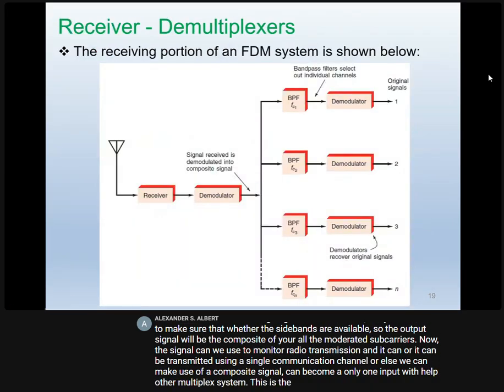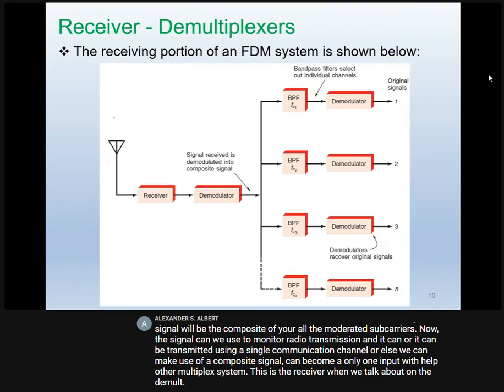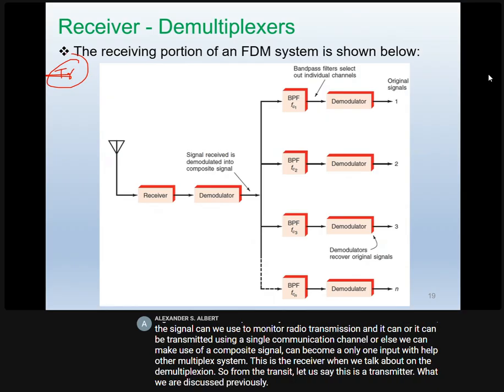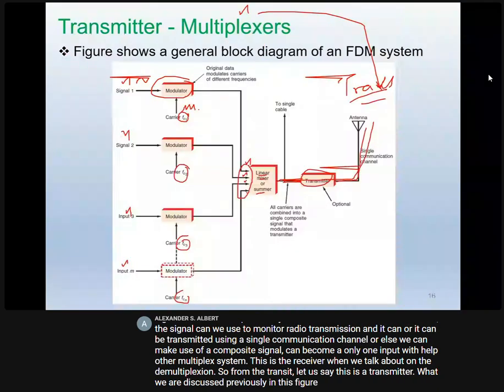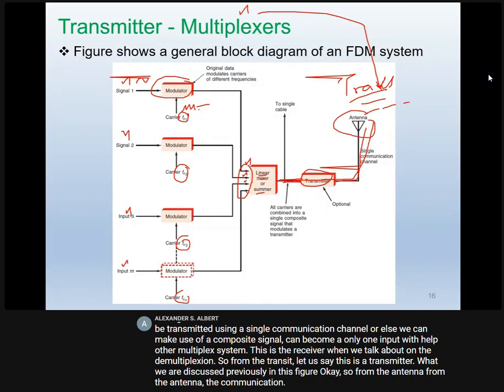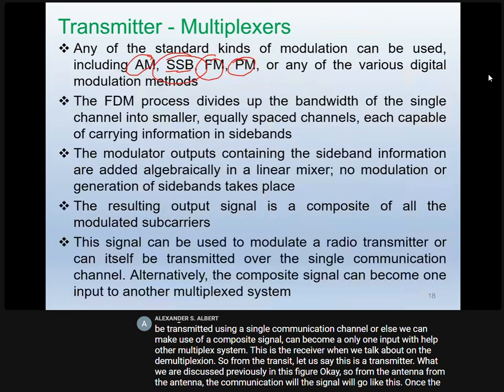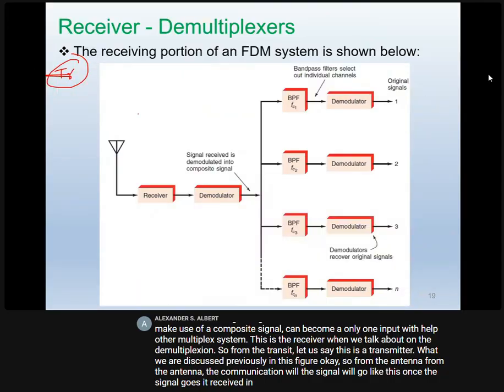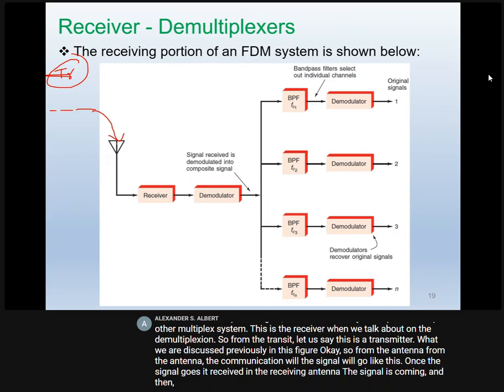This is the receiver, when we talk about the demultiplexer. From, let us say, this is a transmitter, what we have discussed previously in this figure. From the antenna, the signal will go like this. Once the signal goes, it is received in the receiving antenna.